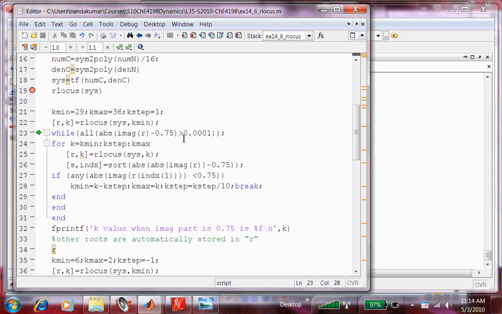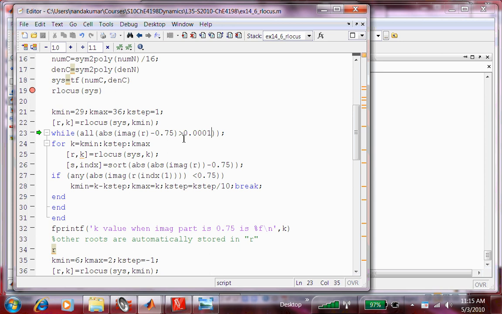Okay. So you have to match the parentheses carefully. I'm taking the imaginary part, and the result is subtracted from 0.75. And then, if you see the matching parentheses, that result is passed to the absolute value. So I'm taking the absolute value of the difference between the root and 0.75. Okay? And then I'm asking the question, is this greater than 0.0001? That result is being passed to all.